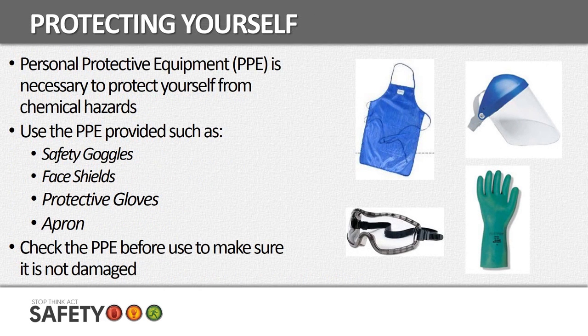Since potential exposure to the chemicals we use each day is not avoidable, personal protective equipment, PPE, is necessary to protect yourself from the hazards associated with potential exposure to the chemicals. The PPE provided and/or required includes, but is not limited to, safety goggles, face shields, protective gloves, and apron. Review the SDS for specific requirements and contact your supervisor if you cannot find the PPE necessary. Remember to check the PPE prior to use and make sure it is not damaged. Also, bear in mind that PPE listed on the SDS as required must be worn at all times, and the PPE listed as recommended should be worn.